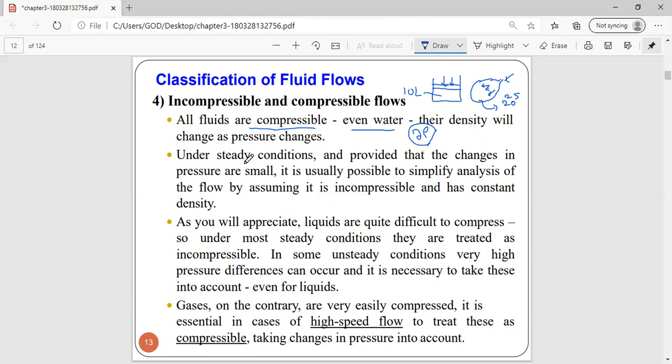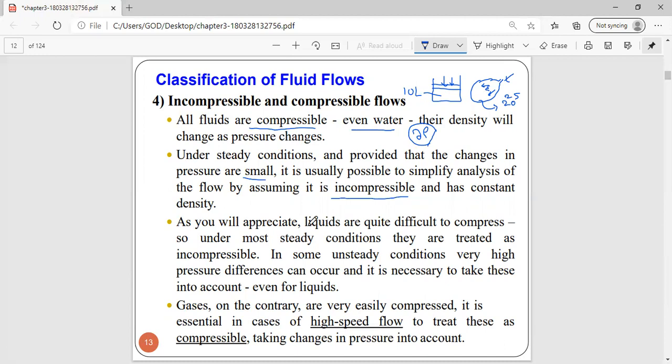Under steady conditions and provided that the change in the pressure is small, it is usually possible to simplify analysis of flow by assuming incompressible and constant density. So, for our analysis, we are considering all fluids are incompressible and steady in nature. Then only you can derive Bernoulli's equation or any other equations. The ideal conditions we will consider.